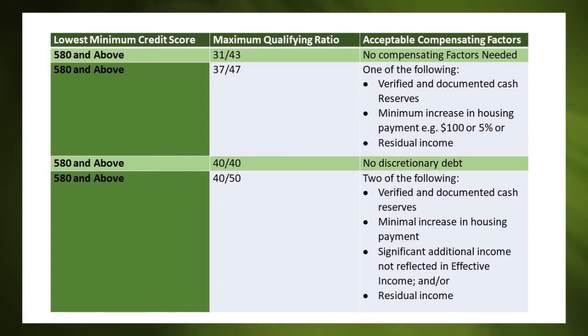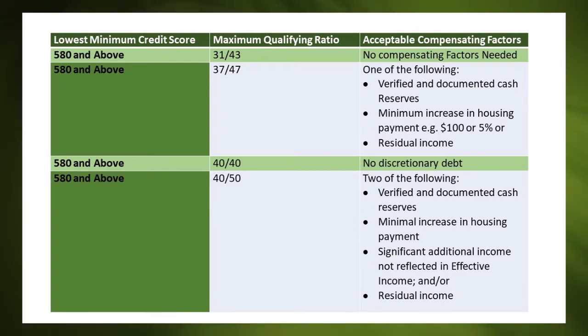So let me tell you the three factors that are being considered on a manual underwrite. Number 1, we're going to verify and require documented cash reserves depending on your overall credit history. It may be 1 up to 3 months. Number 2, there cannot be an increase in your housing payment that exceeds $100 or 5% of your current rent. Let me repeat that and say it slowly. Your rental expense cannot increase by more than $100 or 5% of your current rent payment. So if you're currently paying $1,000 now, 5% of $1,000 is $50.